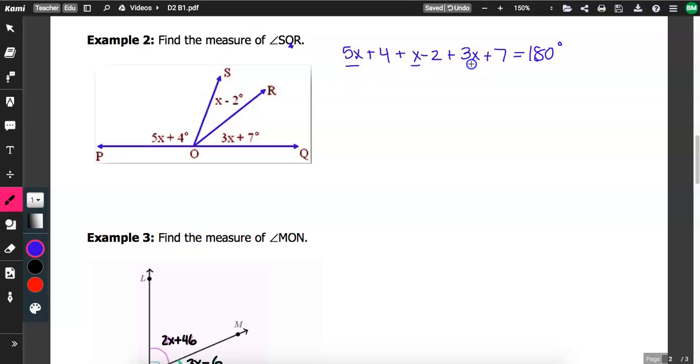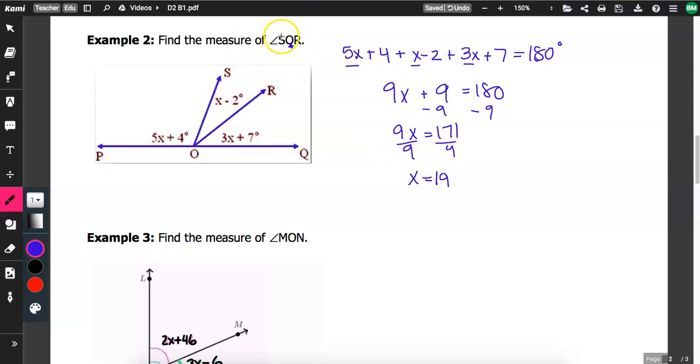Now we'll simplify here. Let's combine like terms. So 5 plus 1 plus 3, 9x. And then 4 minus 2 plus 7 is 9 equals 180. Now we're solving for x. So 9x equals 171. Divide by 9. X equals 19. Okay. Again, not done yet.